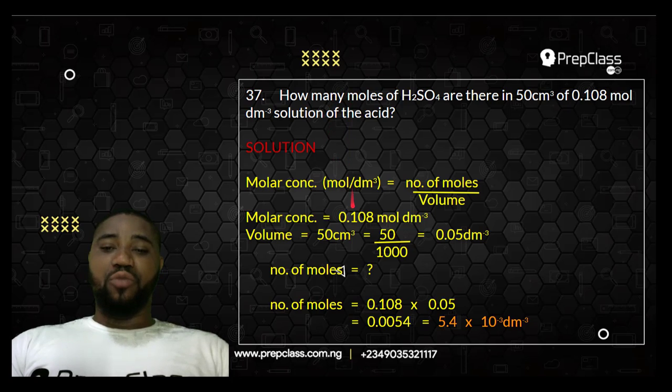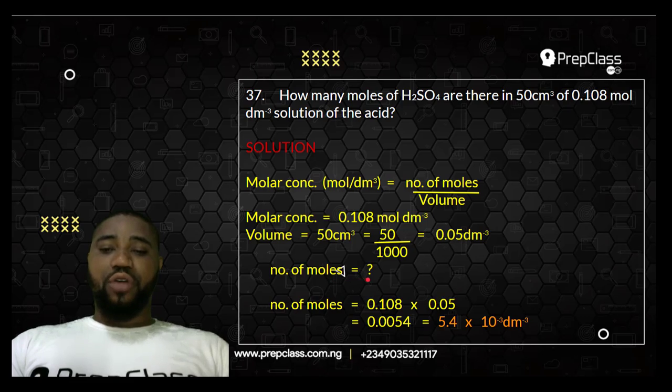They are asking you the number of moles, so you just use this formula: molar concentration equals number of moles over volume. The volume must be in dm³ because the unit for molar concentration is in dm³. Since it is 50 cm³, you are going to convert it to dm³. Centimeter cube to dm cube is divided by 1000. So you say 50 over 1000, and that gives you 0.05 dm³.